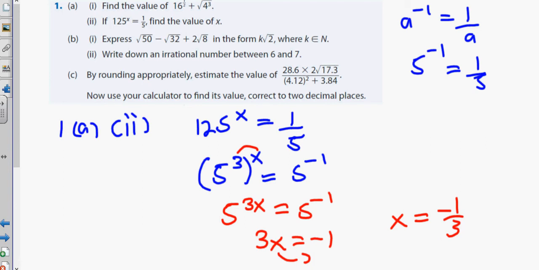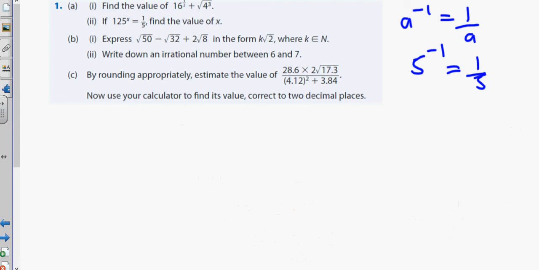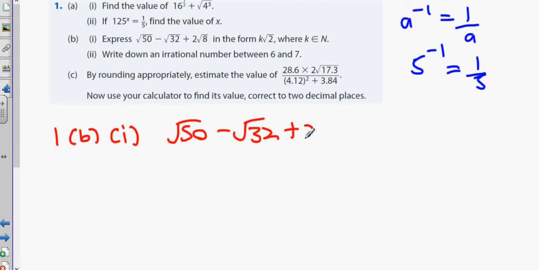Okay, next question, 1b part 1. Express root 50 minus root 32 plus 2 root 8 in the form k root 2, where k is a natural number, so k is going to be a number bigger than 0, so it's going to be 1, 2, 3, 4, 5, 6, some number around there. So remember these numbers 1, 4, 9, 16, 25. Okay, these numbers are quite important.